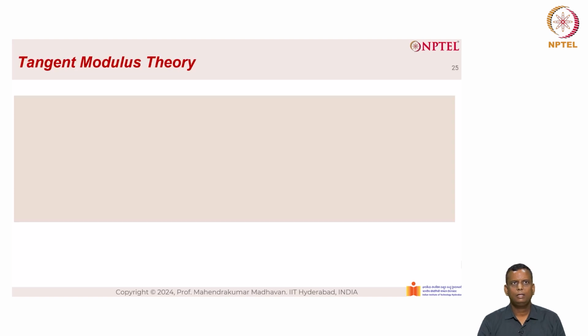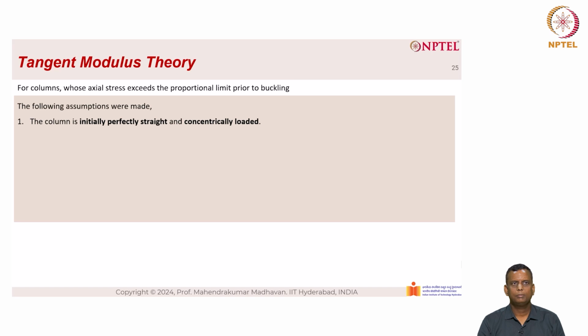Now, let's look at tangent modulus theory. For columns whose axial stress exceeds the proportional limit prior to buckling, the following assumptions were made. The column is initially perfectly straight and concentrically loaded. Both ends of the member are hinged. The deformations are small enough for the curvature to be approximated by y double dash.